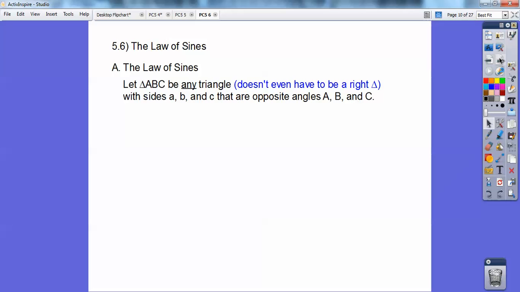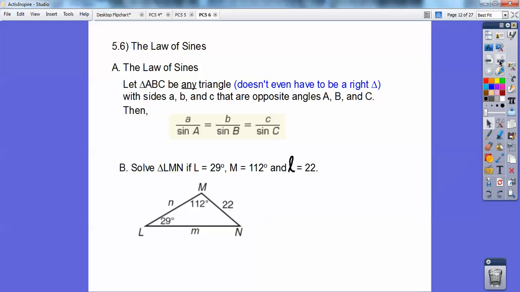Okay, so the law of sines: let triangle ABC be any triangle. It doesn't even have to be a right triangle, with sides a, b, and c, and small a is always opposite the angle A, small b is opposite the angle B, and small c is opposite the angle C. Okay, and so what happens is you can set up these proportions right here and use your cross multiplying and solving right there. So this goes really slick, you guys.